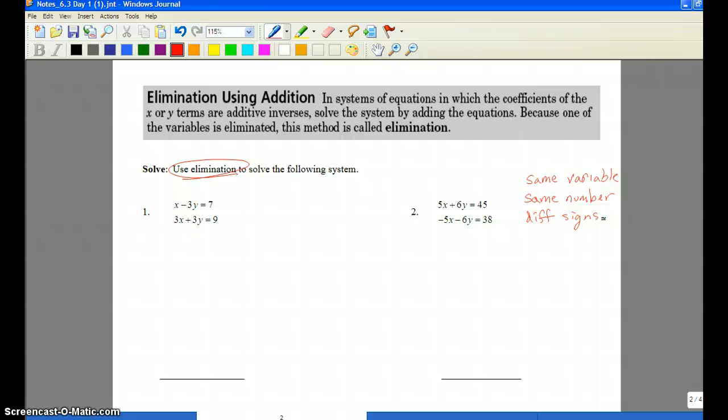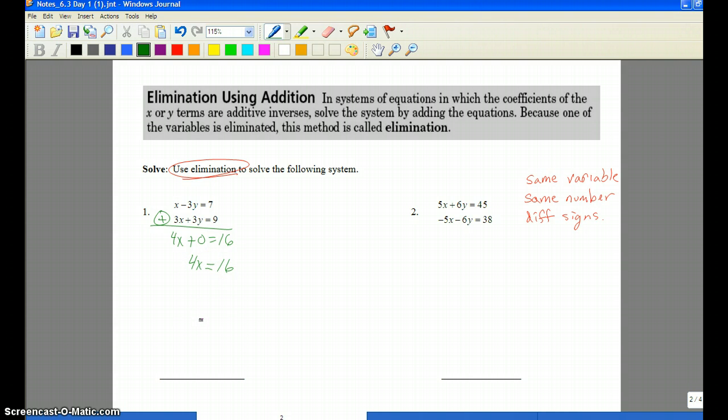Make sense? Okay, so let's ask ourselves, is number 1 already set up? Same variable? Same number? Different sign? Which variable? Y. Do you guys notice that the y is the same? So we're going to add those together. So we're going to do 1x plus 3x is 4x. Negative 3y plus 3y is 0. 7 plus 9 is 16. And then to simplify it a little bit more, you don't need the 0 there. So it's 4x equals 16.